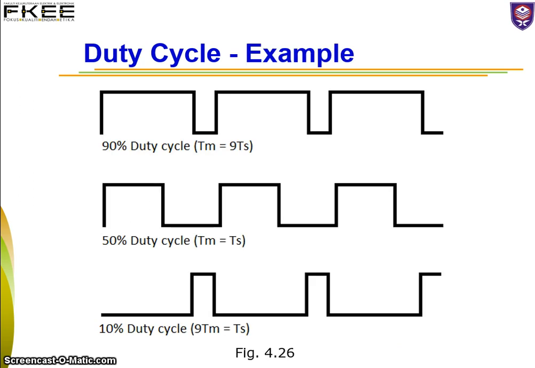And this is an example of duty cycle. The top one is 90% duty cycle, which is the time high is longer than the time low. And for the middle example, the time high and time low, or mark to space ratio, is equal. So the duty cycle is 50%, and the bottom waveform we have a 10% duty cycle because the time on is very short as compared to the time low.